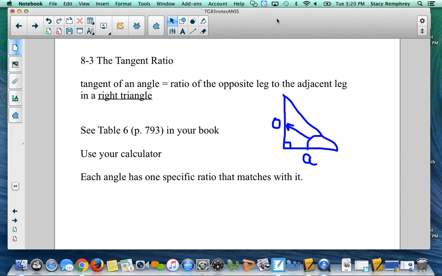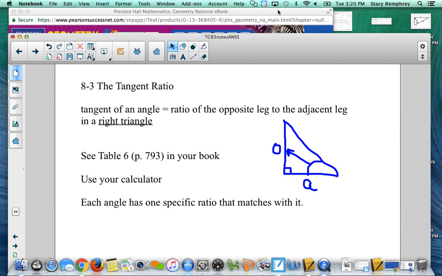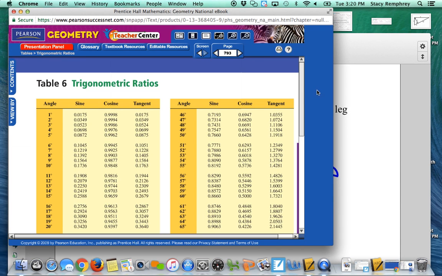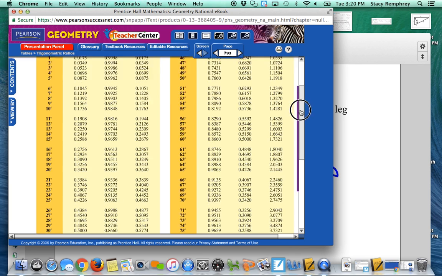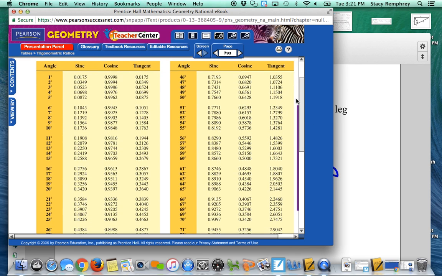And again, we did an exploration with this. Every angle has a unique ratio of opposite to adjacent. So it doesn't matter if the triangle is as big as your school or small enough that it fits on the eraser of your pencil. If you divided the opposite by the adjacent, and the angle was 46, you're going to get 1.0355, for example. And when we did this in class, we did that.